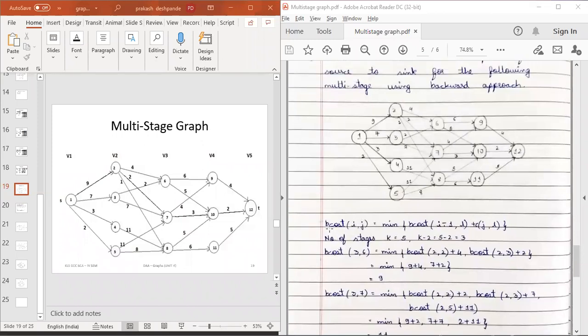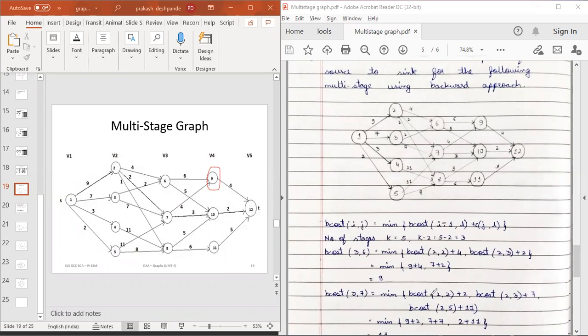Now, the formula here: backward cost of i, j is the minimum of backward cost of i minus 1, l. Here you can notice i minus 1. It means that if I am selecting one particular vertex in one particular stage, then we need to select the vertices in its previous stage and calculate the cost.